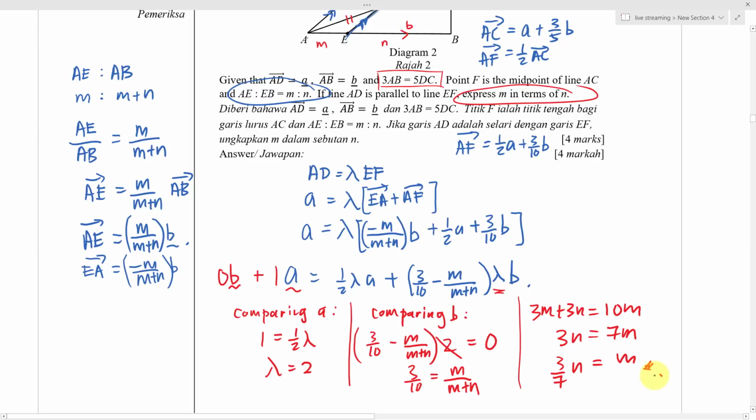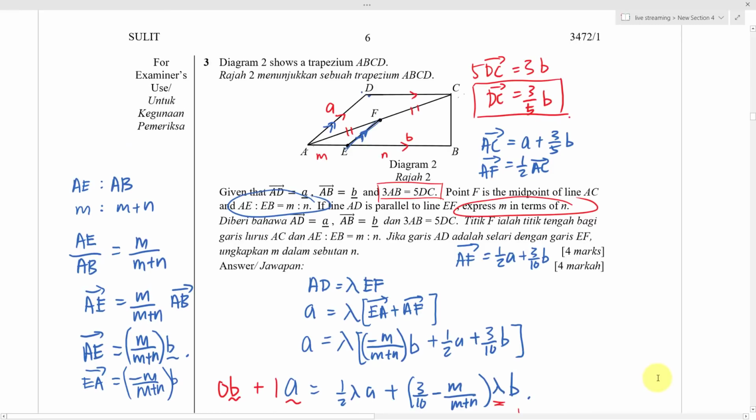So I would say for this 4-mark question, there's a lot of information needed. Let's revise a little bit. First thing, you need to find out the DC first. DC is quite easy, just use the first equation. Second, you understand the midpoint over here. Then you can find AF, because AF should be half of AC. But then the most difficult part maybe is the ratio M to N here, because if you use AE over EB to form the fraction, you make your fraction even more complicated.